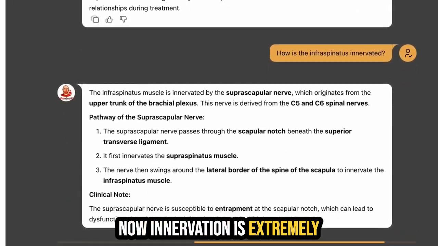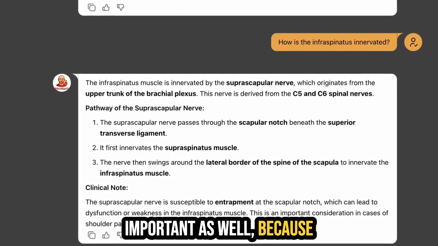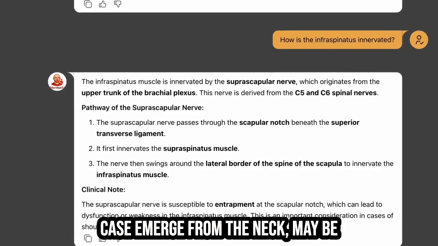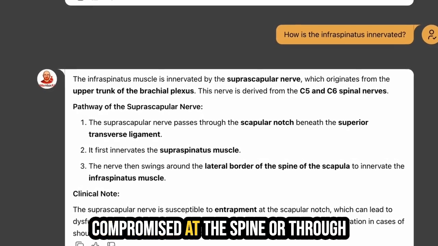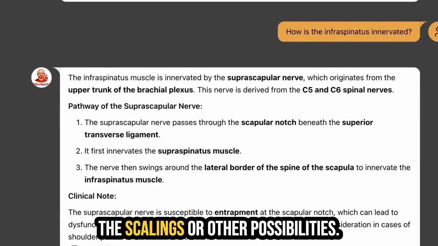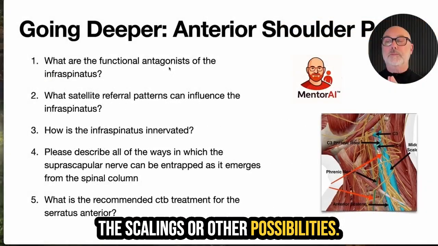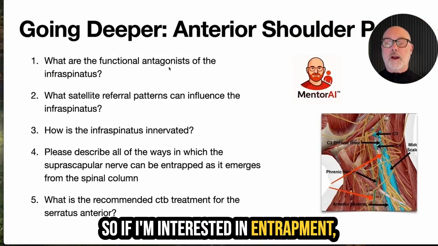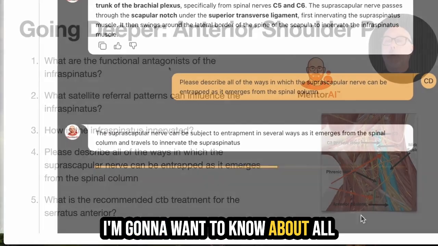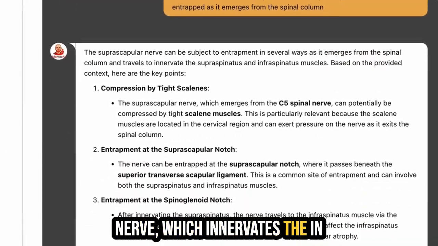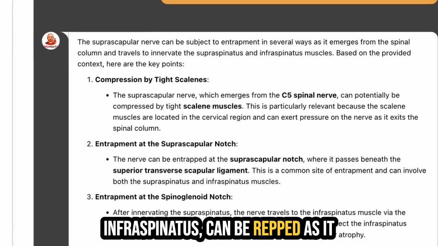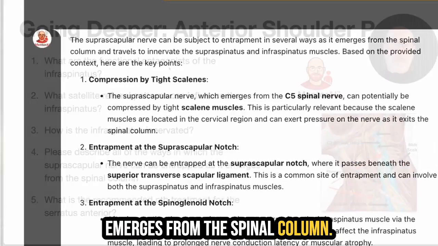How is the infraspinatus innervated? Now, innervation is extremely important as well because sometimes nerves, which in this case emerge from the neck, may be compromised at the spine or through the scalenes or other possibilities. So, if I'm interested in entrapment, I'm going to want to know about all the ways in which the suprascapular nerve, which innervates the infraspinatus, can be entrapped as it emerges from the spinal column.